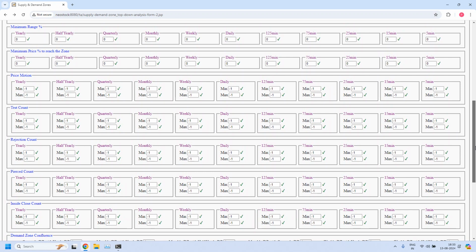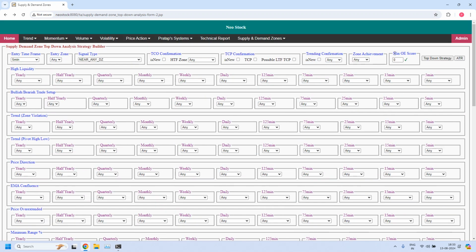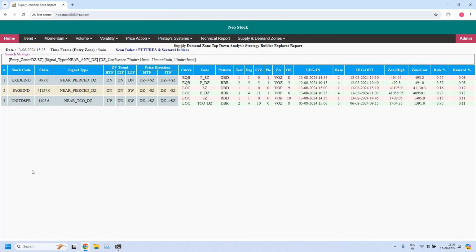demand zone confluence. So we already enabled 5 minutes demand zone with 15 minutes demand zone. Now 5 minutes demand zone with 75, and also 15 minutes demand zone with 75, that is ITF and HTF. Let's look into the zone confluence.